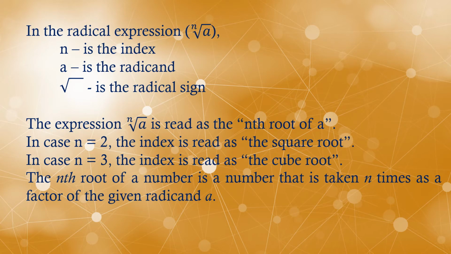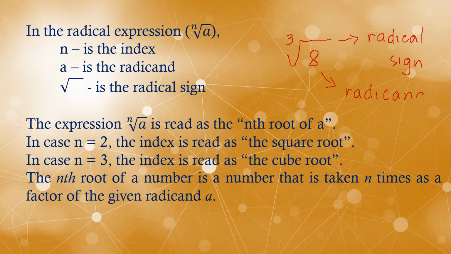In the radical expression, nth root of a, n is the index, a is the radicand, and this is the radical sign. So say for example, we have the cube root of 8. This is our radical sign. 8 is the radicand, and 3 is our index.